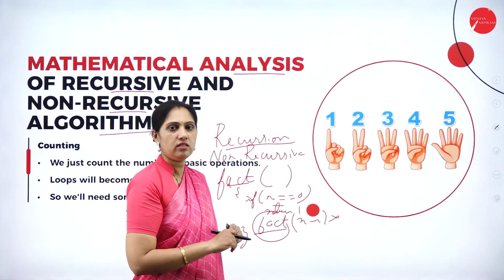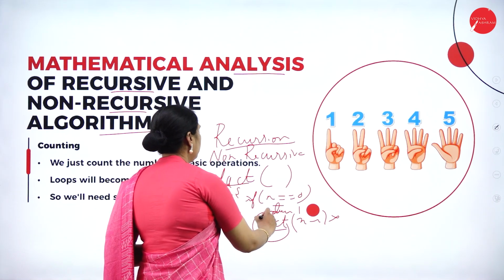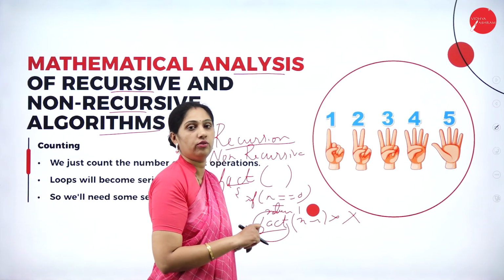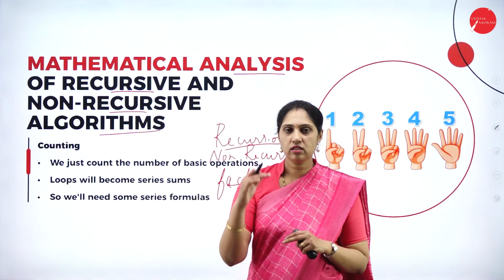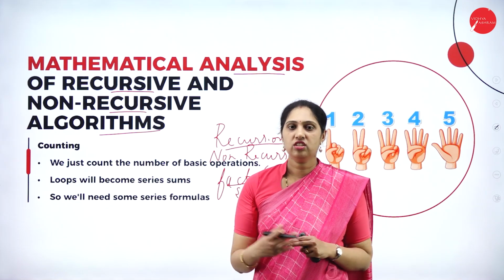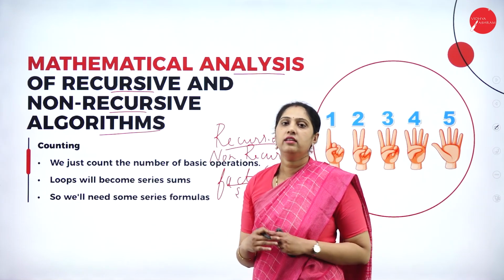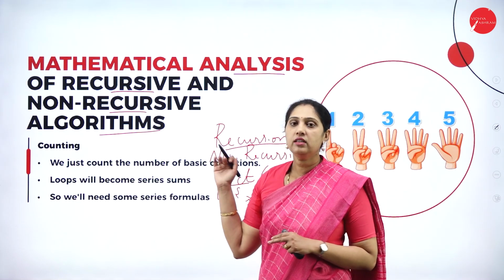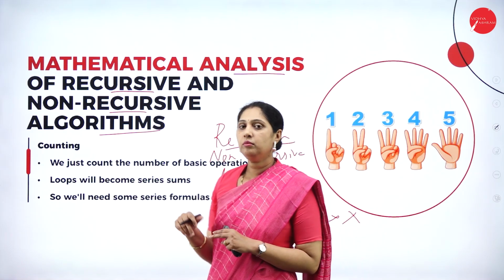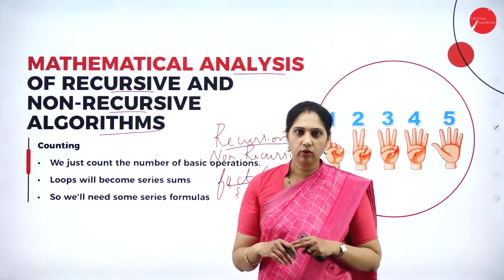If I don't want to use recursion, I won't write this factorial call. That is non-recursive. I just write the code, and I don't call the function again. So in this topic, we'll discuss this mathematical analysis, how to write an equation for it.